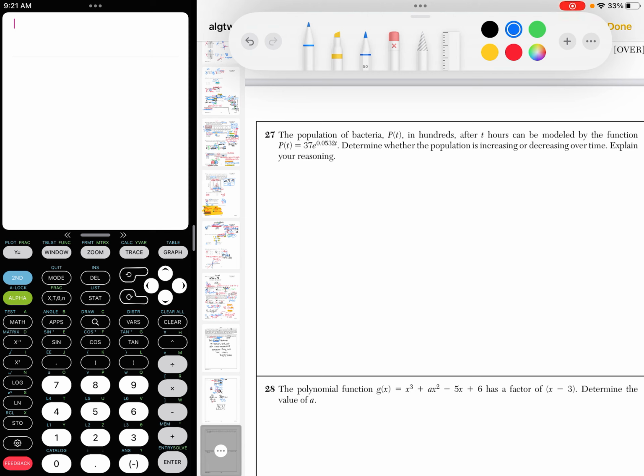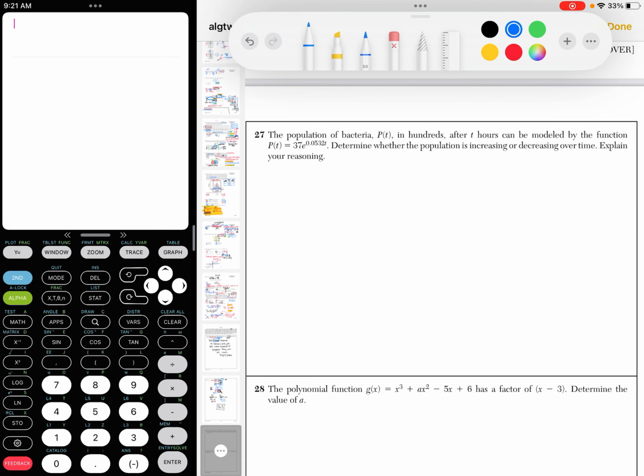Number 27. This is a tough question for a lot of people, so stick with me. 27 says the population of bacteria P of T in hundreds after T hours can be modeled by the function P of T equals blah. Determine whether the population is increasing or decreasing over time. Explain your reasoning. So to my students, we have done this so many times on our weekly reviews on Delta Math. But I know you guys hate these questions.